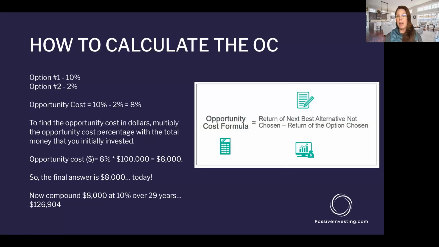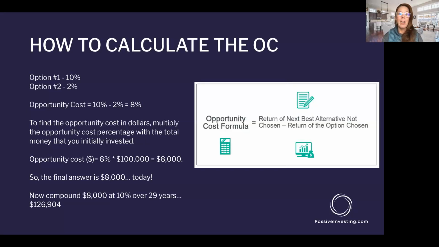Let's see what the impact is here. Okay. So option one, you could earn 10%, let's say, in investment A. But you've got your cash sitting in a vehicle that's only earning you 2%. That is your option two. That's where your cash is today. So your opportunity cost here is actually 8%.